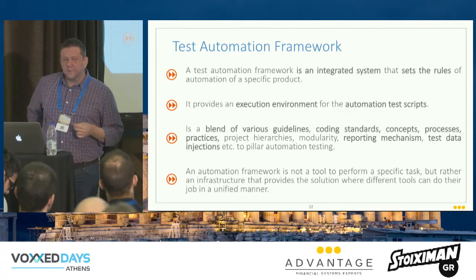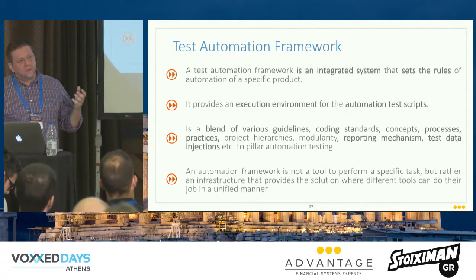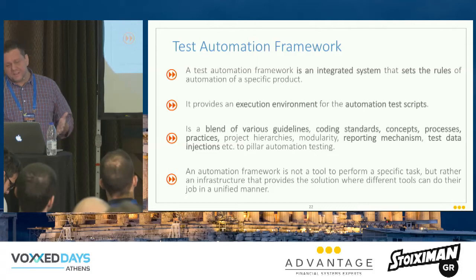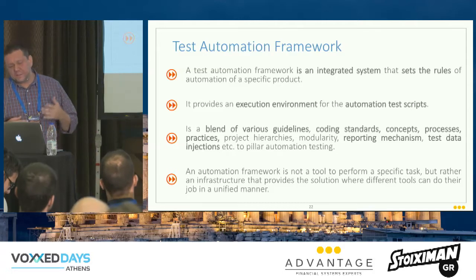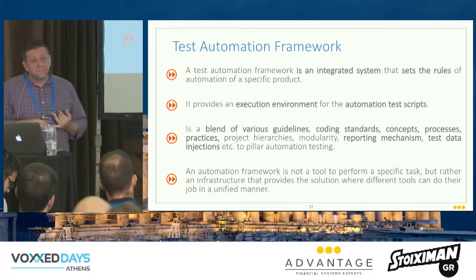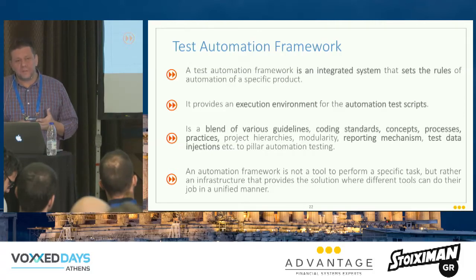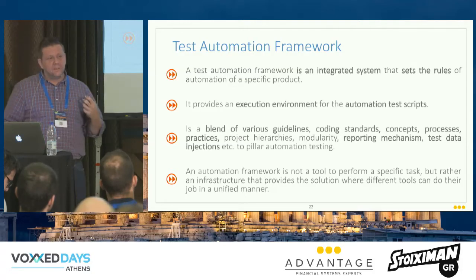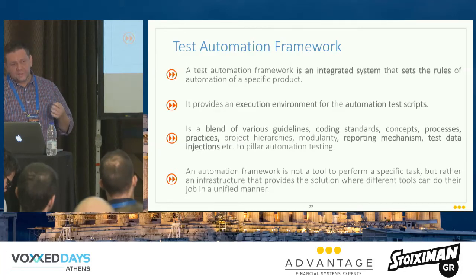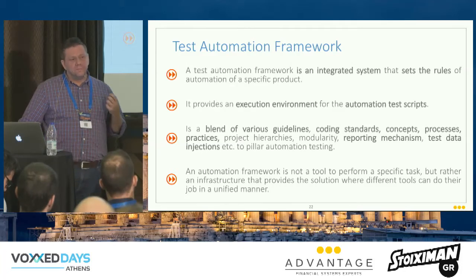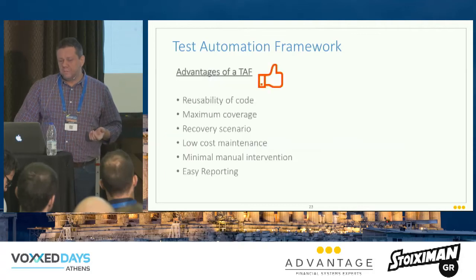Now, what is a test automation framework? A test automation framework is like a whole paradigm. It's an integrated system that sets all the rules for test automation, and it includes tools, guidelines, methodologies, standards, practices, concepts, and reporting mechanisms. Of course, you need to get reports after the test automation runs. And one important factor is how to inject test data into your test environments. It's not something specific. It's something you can build yourself or follow some methodology.